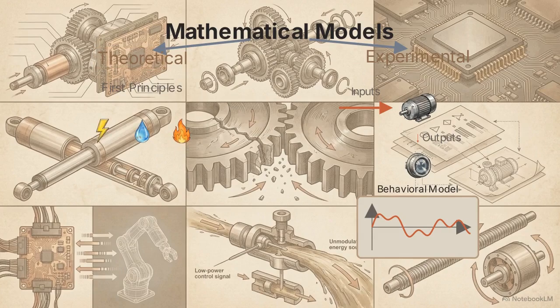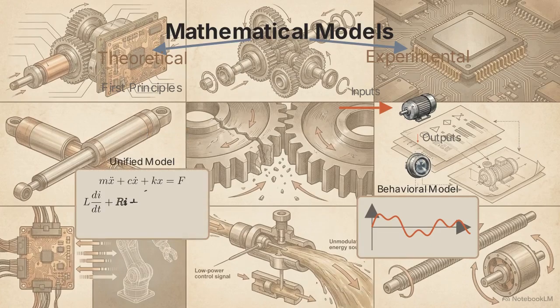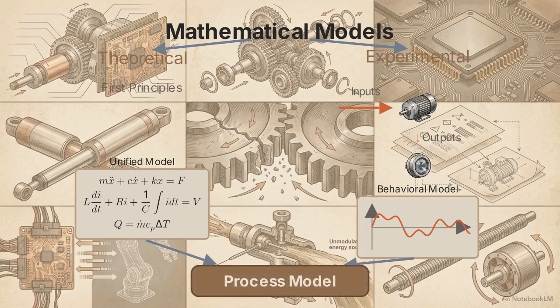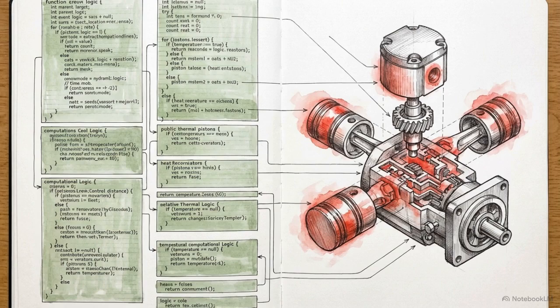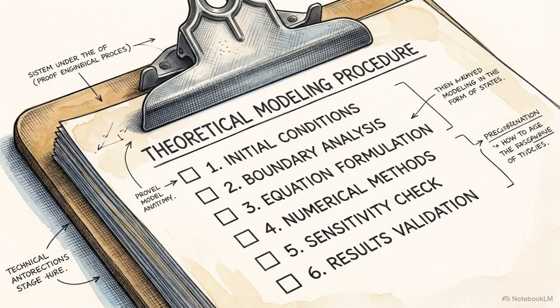The theoretical path relies on first principles. It uses core physics equations to create a unified mathematical language that spans different energy domains, linking electrical circuits, hydraulic fluids, and thermal dynamics into one cohesive model. Theoretical modeling allows an engineer to accurately predict how a single line of C++ code heats up a physical pump, entirely within a digital simulation. Building that theoretical model requires a rigid 6-step procedural checklist.